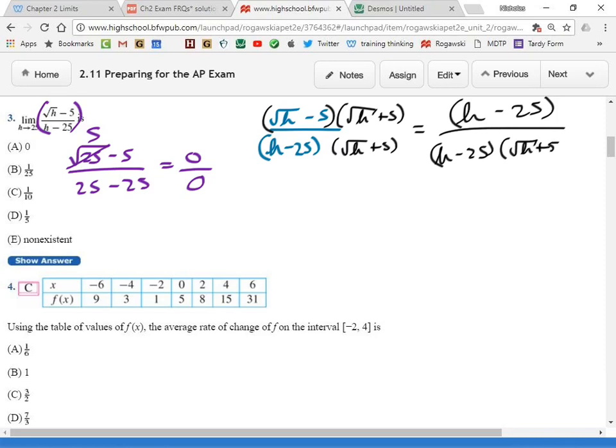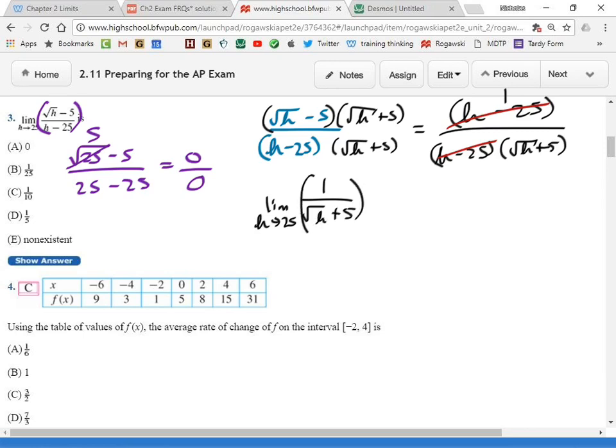I want to make sure I know that that square root only has the h inside. And you guys can see what we can cancel out. We can cancel out the h minus 25. And so on the top, you have a 1, and the bottom, you have the square root of h plus 5. So that's what we're going to take the limit of now. So let's take the limit as h approaches 25. So 1 over 2. Yeah.